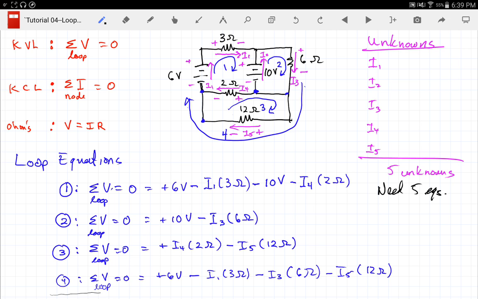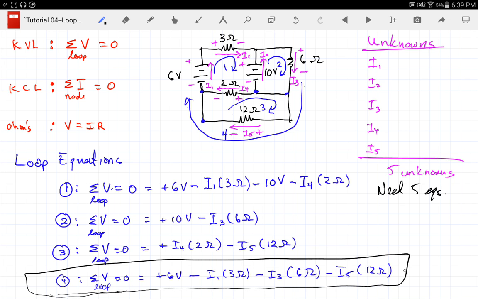This final equation here is simply equation 1 plus equation 2 plus equation 3. So I can't use all 4 of these equations because this one here is redundant. It's a repeat of what I had before. So it's not independent. And if I had made the other 2, they also would have been not independent.